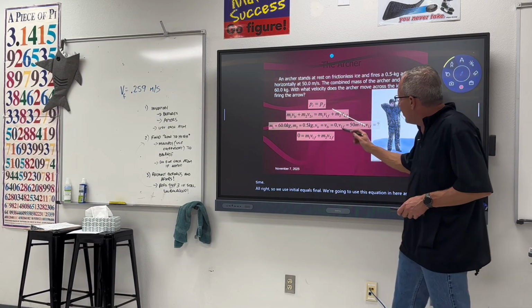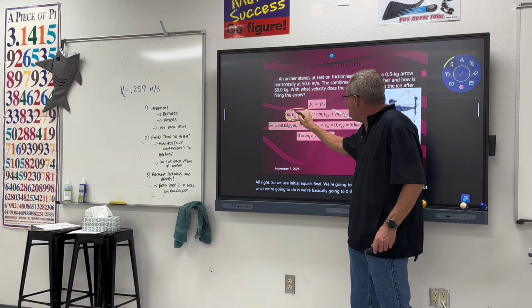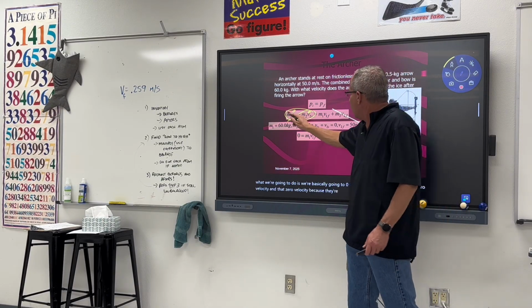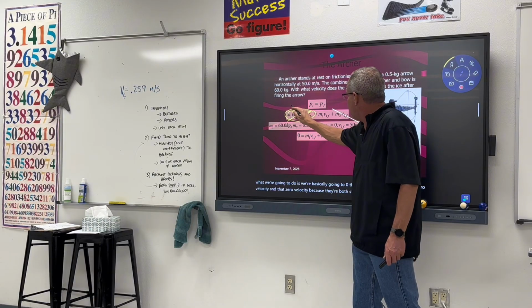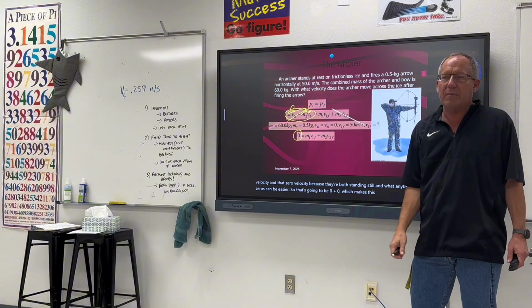But what we're going to do is we're basically going to zero this side out. Why? Because that's 0 velocity and that's 0 velocity, because they're both standing still. And anything times 0 is going to be 0. So that's going to be 0 plus 0, which makes this 0. You with me on this?